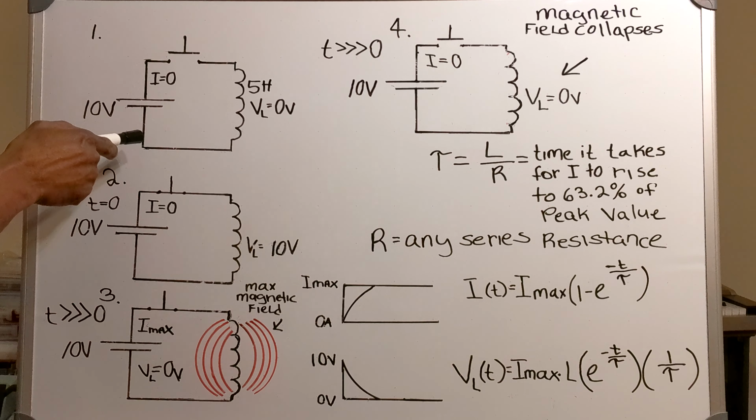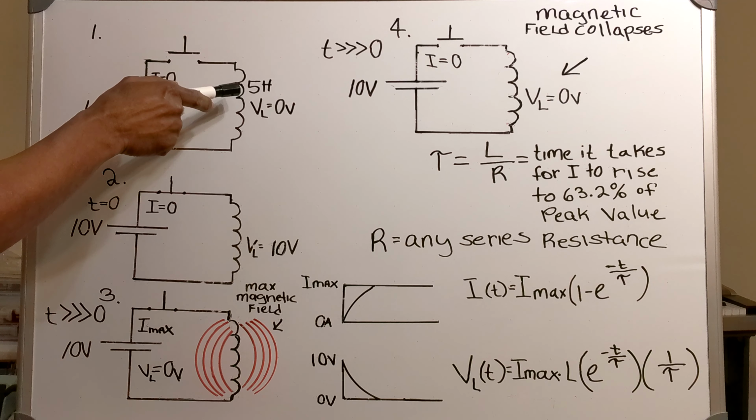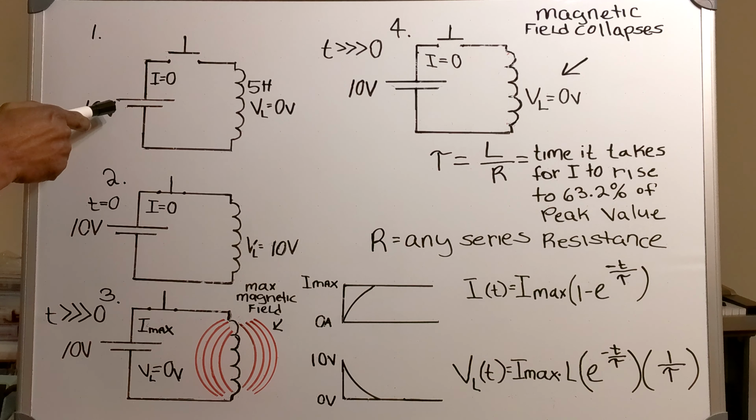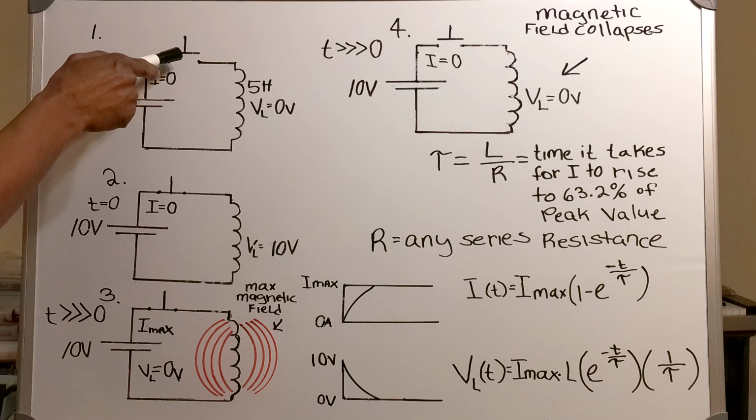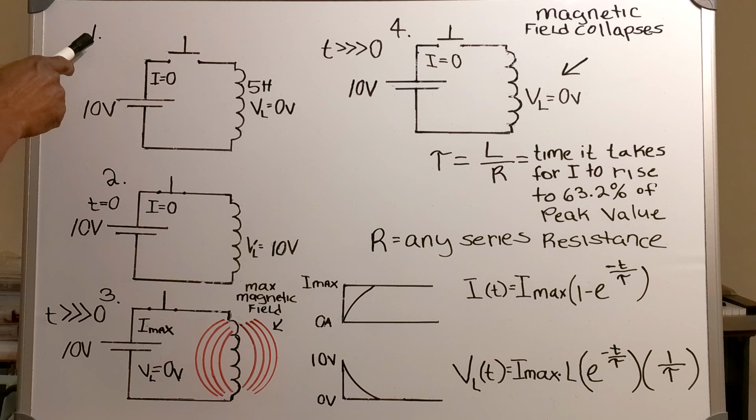In this video, I have a 5 Henry inductor across a 10-volt source, and I've got a switch. And this is diagram number 1.